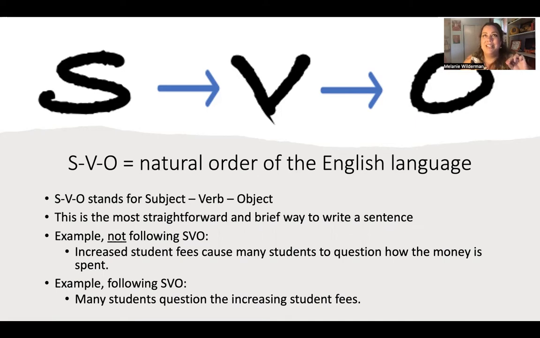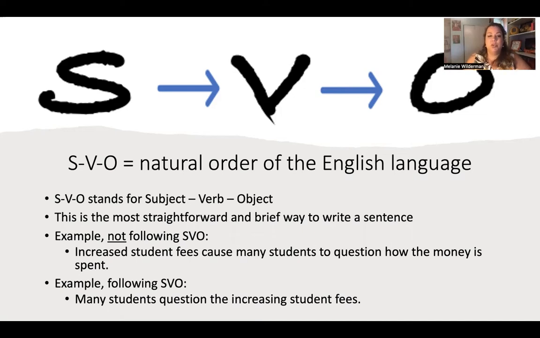But getting to the heart of SVO means asking yourself, what is the sentence really about? What's the action? In this sentence, the action is really the students doing the questioning. Questioning the student fees is the action. Who's doing the questioning? Students. So get students and question up to the front of the sentence, and then you have your rhetorical subject, what this sentence is about, up at the beginning, and then you have a true SVO sentence.